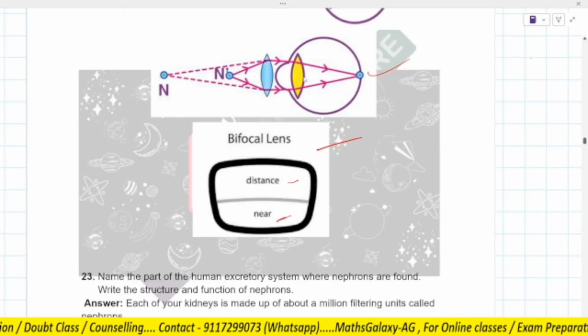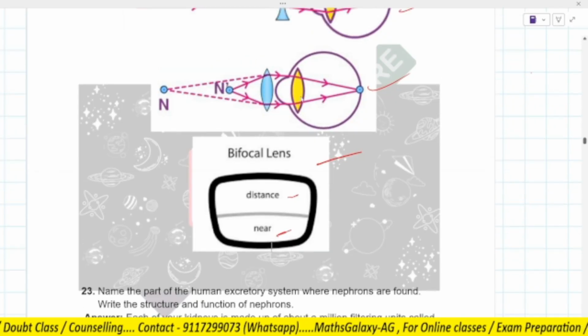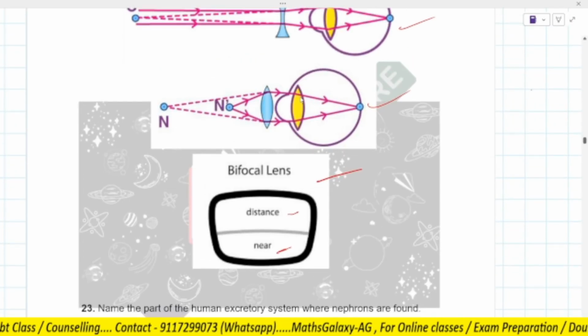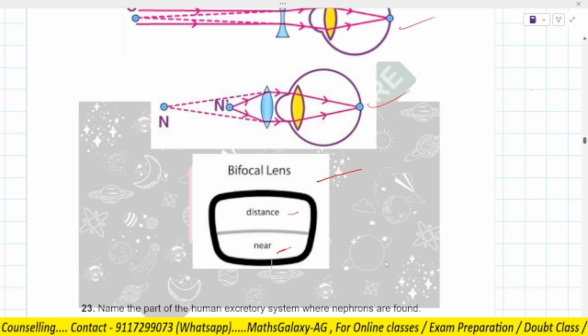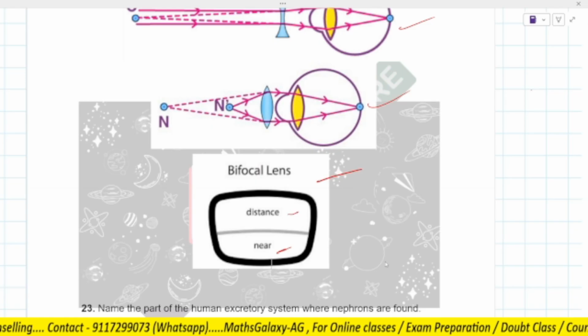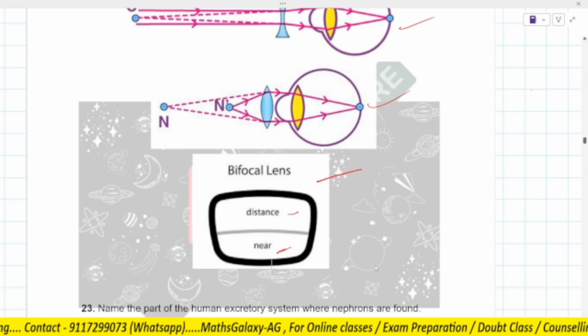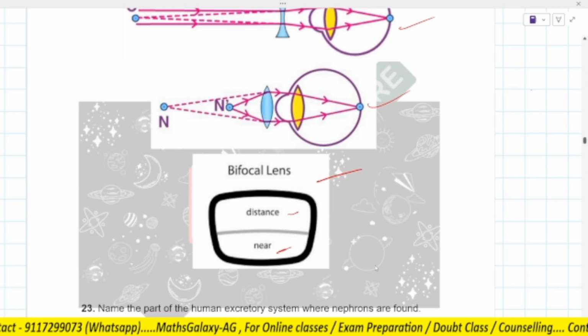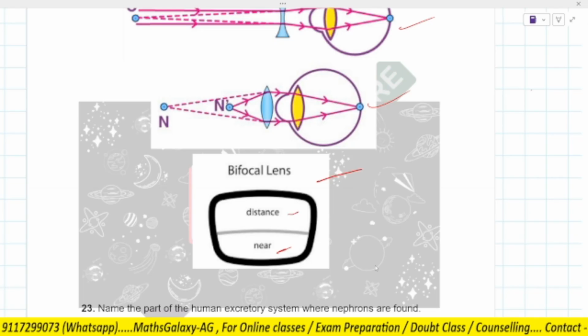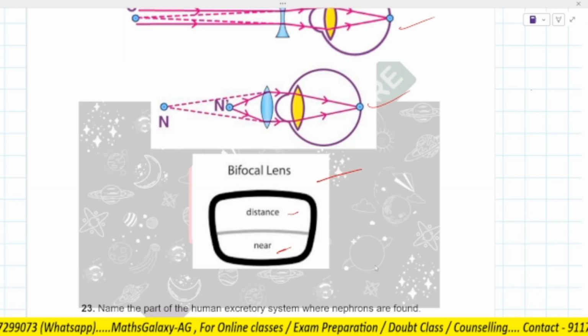Name the part of the human excretory system where nephrons are found, and write the structure and function of nephrons. Kidney. Kidney is the place where they are found. Yeah, very good.